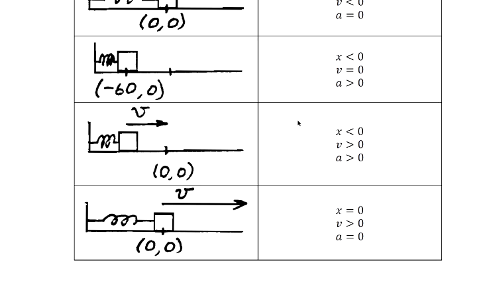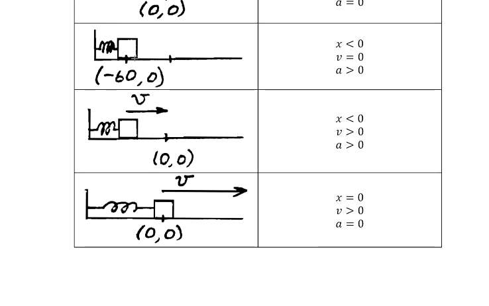Look at this third image here. We're at minus 60 comma 0. So the object stops. So the velocity is 0. Acceleration is greater than 0 because the spring is pushing the object to the right. And x is less than 0 because we're to the left of the equilibrium position.